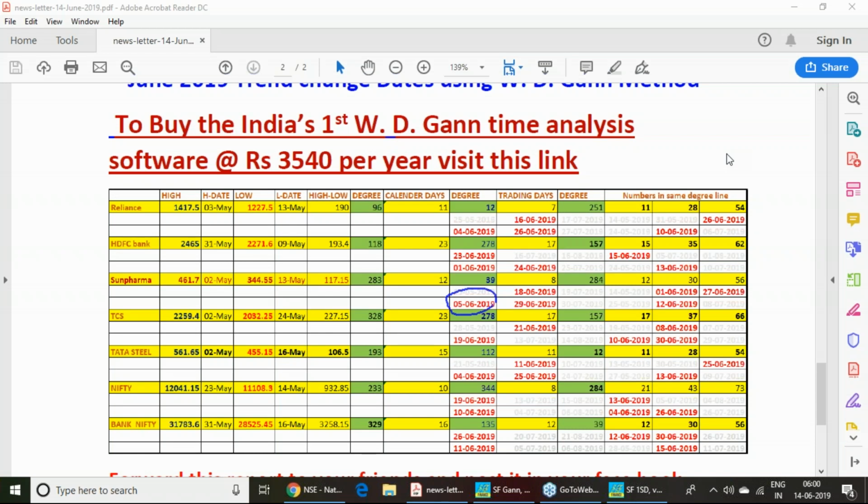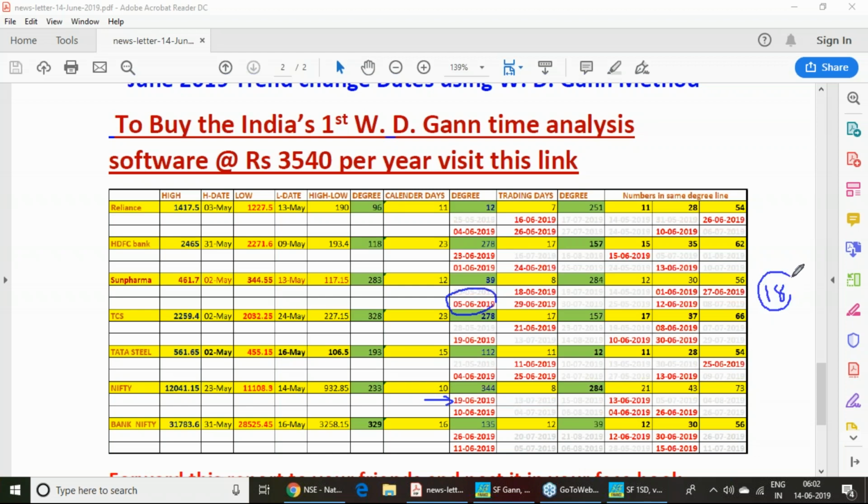So what is the meaning of trend reversal? This trend reversal date says that on that particular day, you will get an opposite reaction in the price behavior. To make it very simple, opposite reaction in the price behavior. Suppose I am saying that the trend reversal of Nifty is on the 19th June. So this is the 19th June.